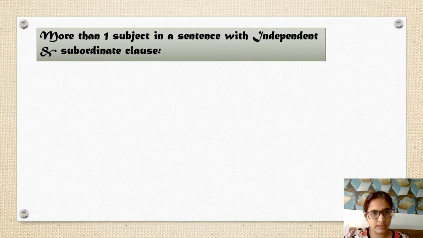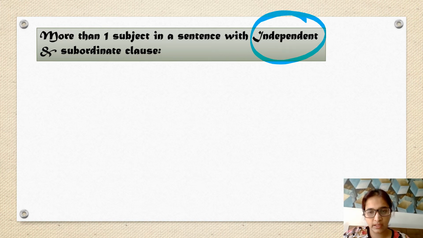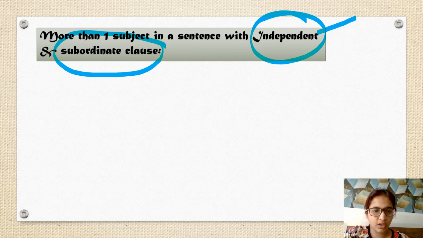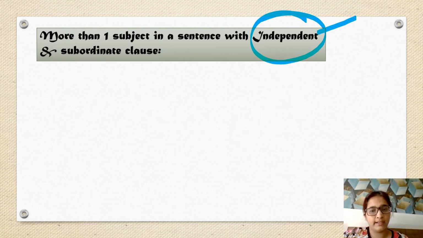Now let's go to the next one. More than one subject in a sentence with an independent and a subordinate clause. What is a subordinate clause? Unlike the independent clause, which could stand by itself and did not need the support of any other clause, the subordinate clause is always dependent on the independent clause. It cannot make sense by itself.